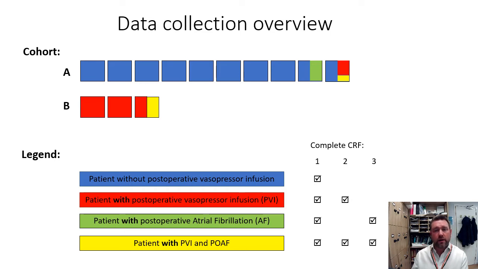That's during Cohort A. In Cohort B, all the patients have post-op vasopressin infusions. That's why they're in Cohort B. So they all have 1 and 2, but again, for the UK, some of them will also have AF, so they have 1, 2, and 3. I hope that makes it a bit clearer.